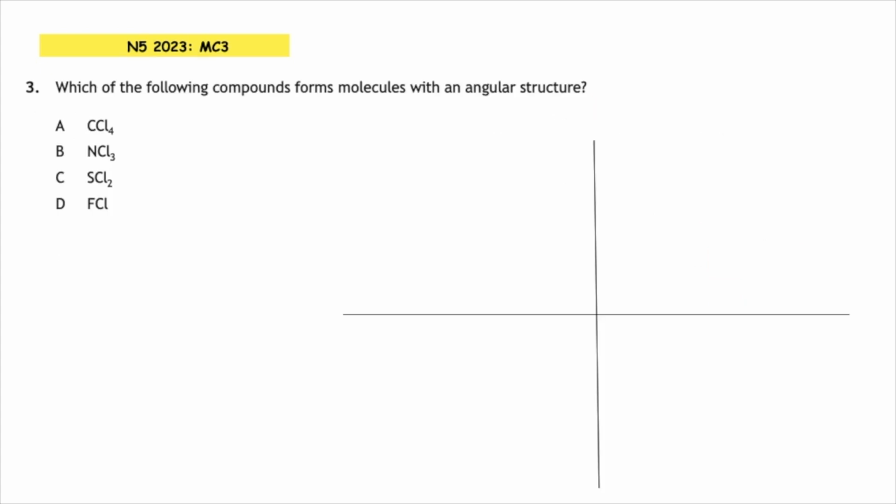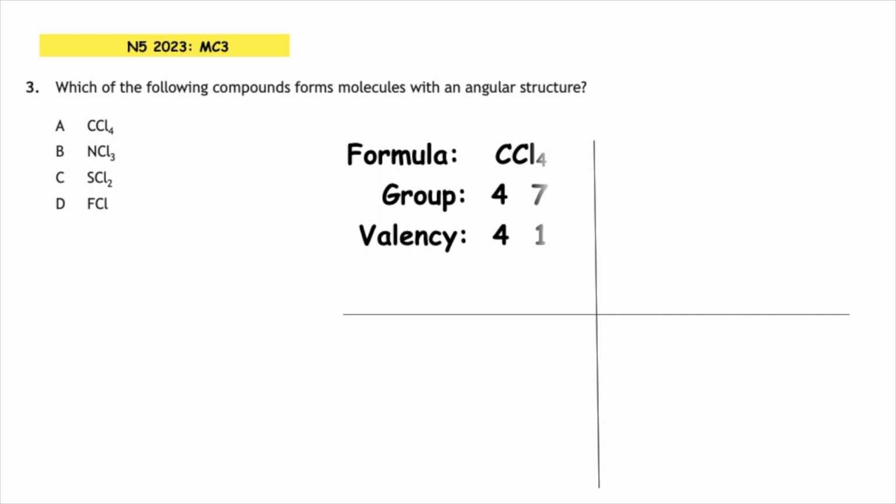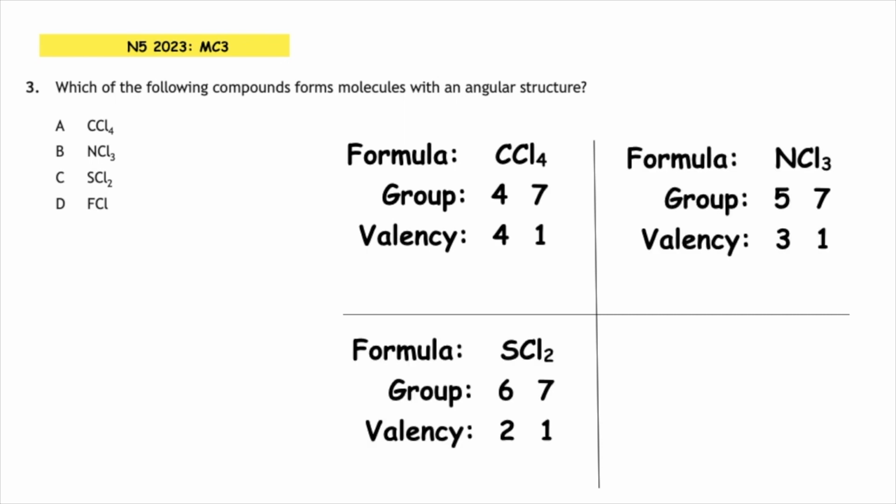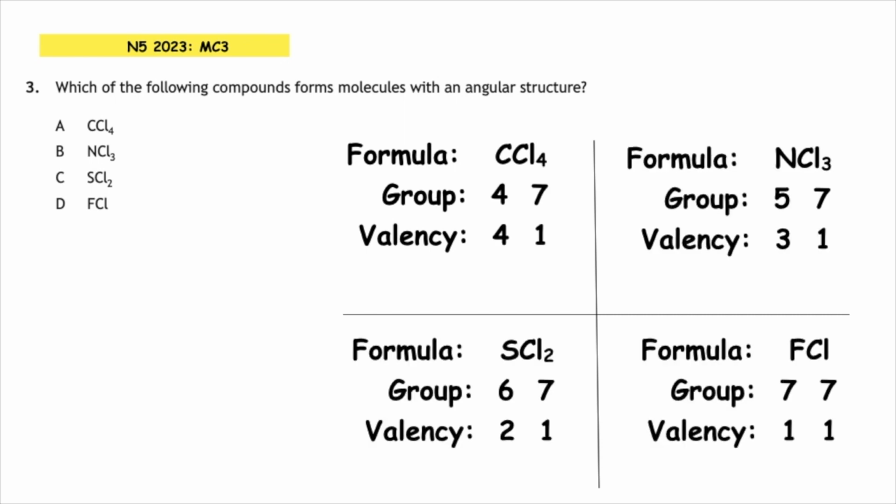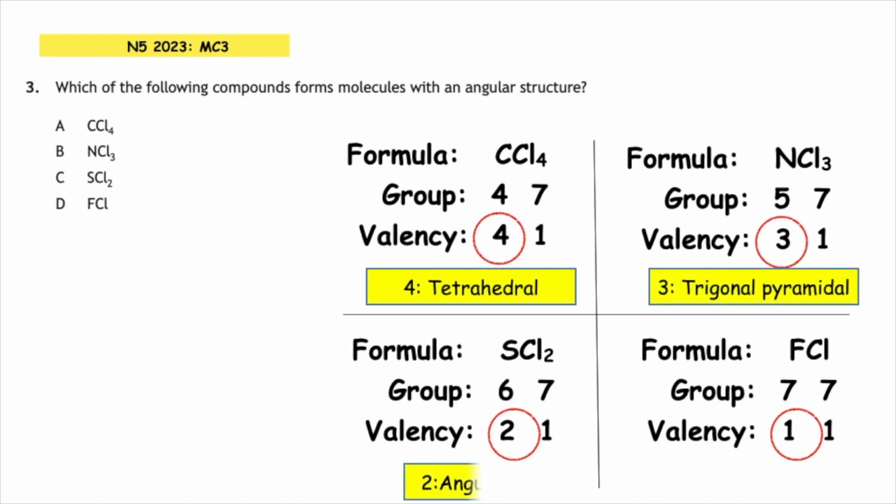Multiple choice 3, which of the following compounds forms molecules with an angular structure? So for each of the examples, you want to find out the group and the valency for each of the elements in the molecule. You then want to circle the one with the highest valency. That number is associated with the shape of the molecule. So the one which would have an angular shape, which is shape number 2, would be C, which is SCl2.